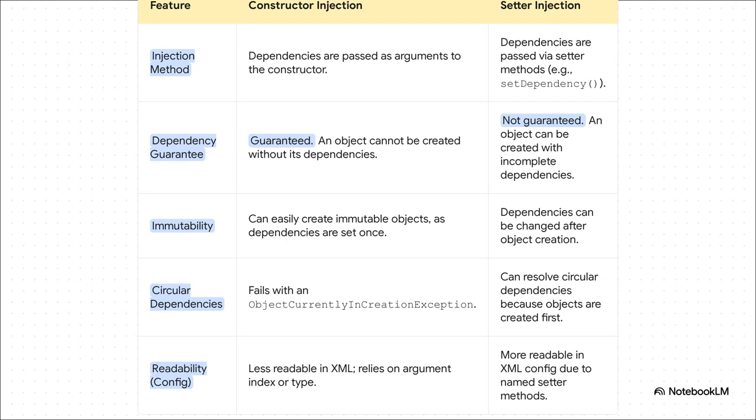That's huge for reliability. But there's a catch. That strictness can bite you. What if bean A needs bean B, and bean B needs bean A? You've got a circular dependency. Constructor injection will just throw an error and fail, right there on startup. Setter injection, on the other hand, is more flexible. It creates the empty objects first, then uses the setters to wire them up, so it can handle that circular mess. And that's really the core trade-off, isn't it? An ironclad guarantee up front versus more flexibility at runtime.